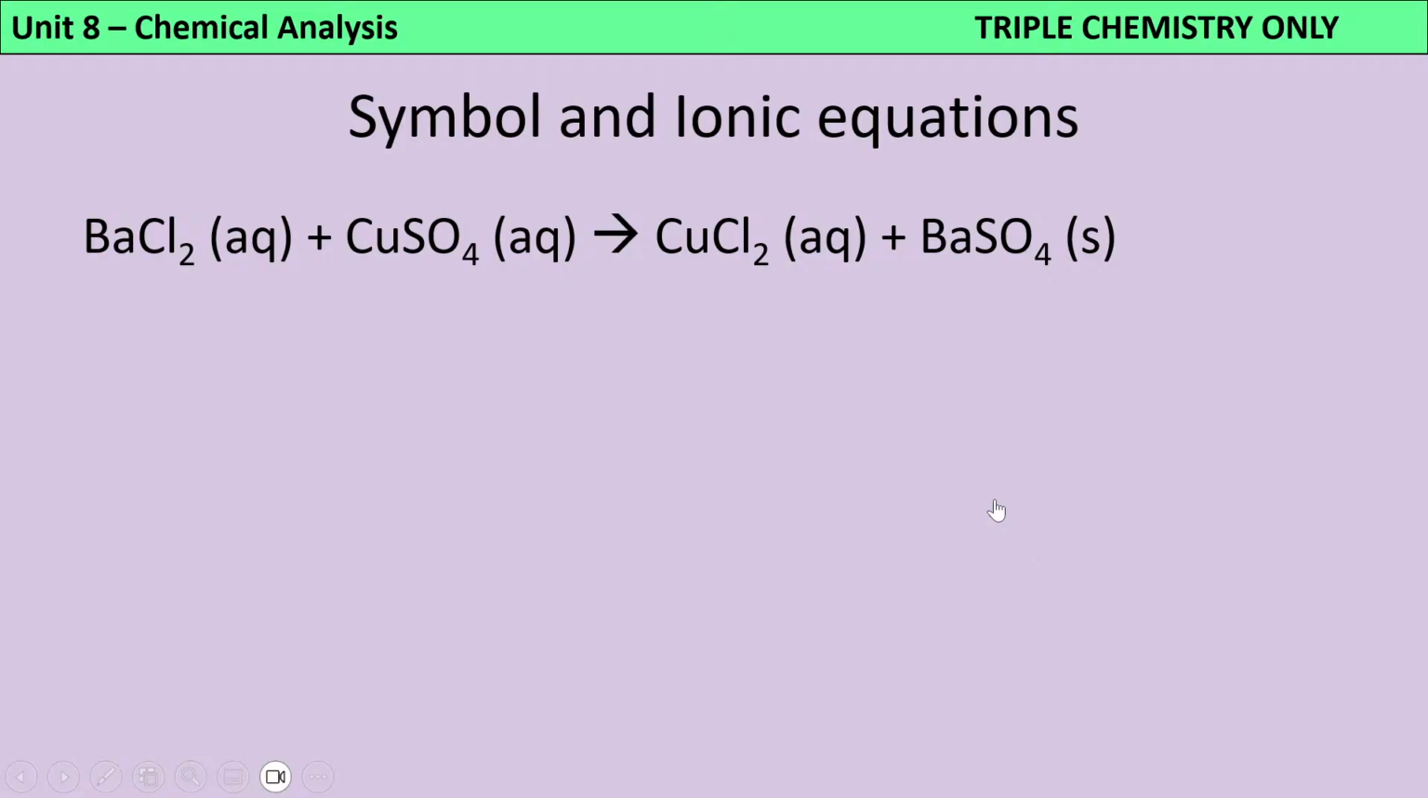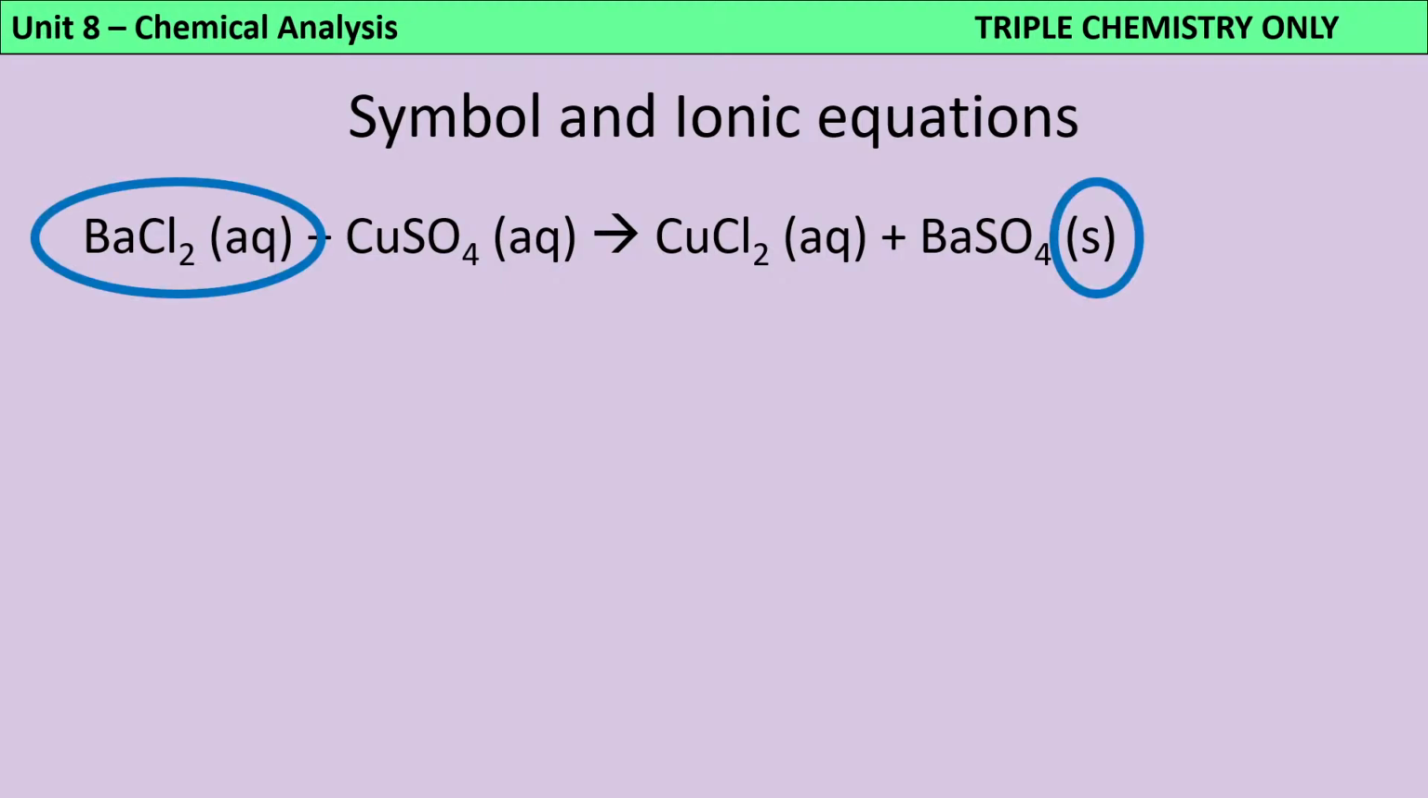So you could be asked to write symbol or ionic equations for that. So you should know the formula of barium chloride. They would give you the formula of whatever you were adding it to. So there I was adding it to copper sulfate. And then you should know that this barium sulfate that's being made, that's that white precipitate, is BaSO4. And you would work out what the formula of the other compound was.